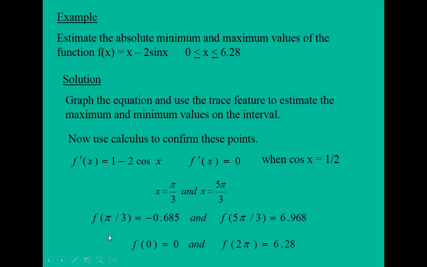Now our endpoints, and we can see the largest value is 6.96, which occurs at 5 pi by 3, and the smallest value is negative 0.685, which occurs at pi by 3. So we have identified our absolute maximum value and our absolute minimum value.